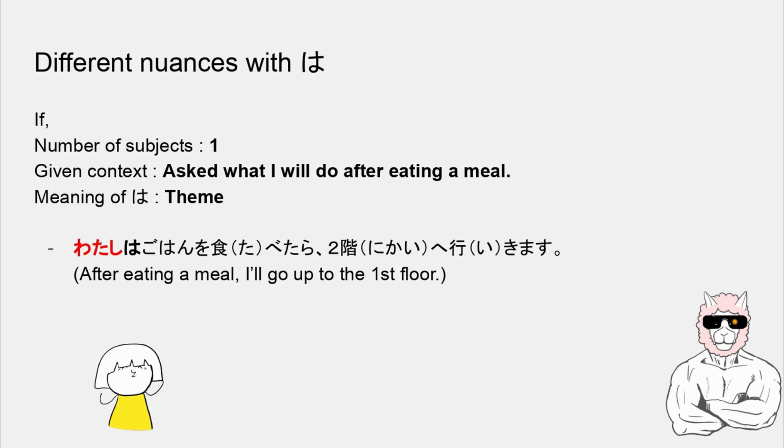For example, if the number of the subject is 1 and if the given context is like, I was asked what I will do after eating a meal, and the meaning of wa is term. The sentence 私はご飯を食べたら2階へ行きます has the nuance like after eating a meal, I'll go up to the first floor.